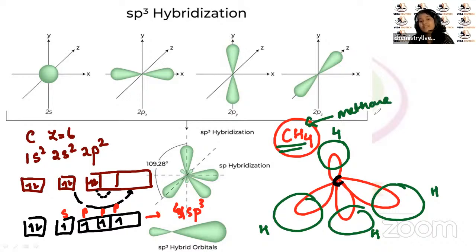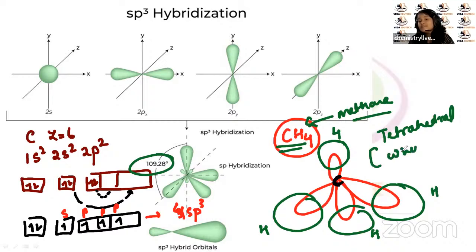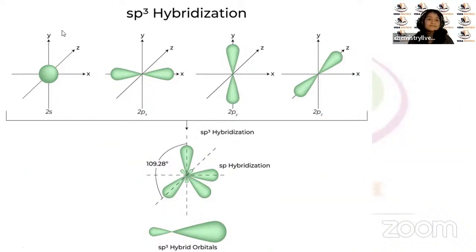So example is methane. And in case of sp3 hybrid orbital, we learned about the angle. And what is the shape, children? The shape is tetrahedral. When lone pair is equal to 0, when LP is equal to 0, your shape will be tetrahedral. Okay, is it clear, children? Let us move ahead and see.